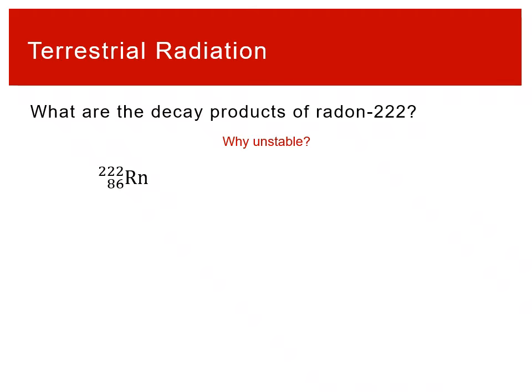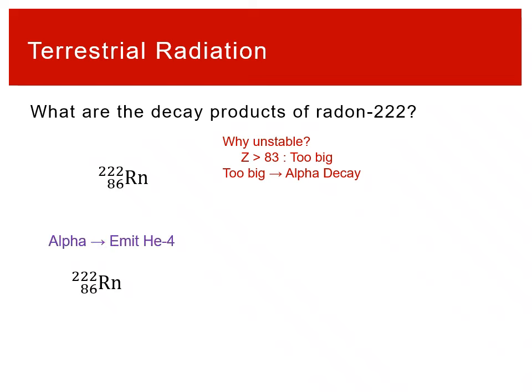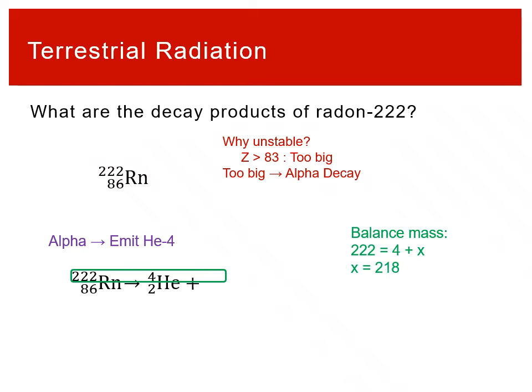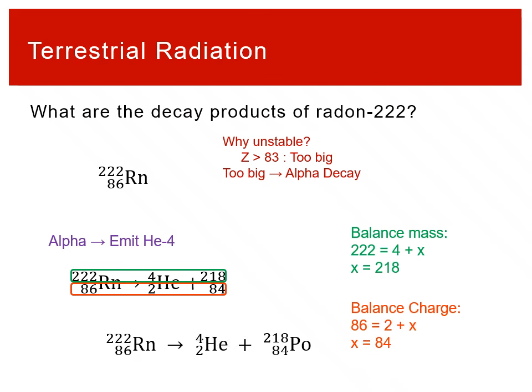And so why is it unstable? Well, it has 86 protons. That is too big. It's going to decay by alpha emission. Okay, so it's going to do alpha emission. Well, what does it form? Well, we know it's going to emit a helium nucleus. So helium-4, balance out the mass. 222, you lose 4, 218 is left. Balance out the charge, you had 86 protons, you lost 2, 84 are left.